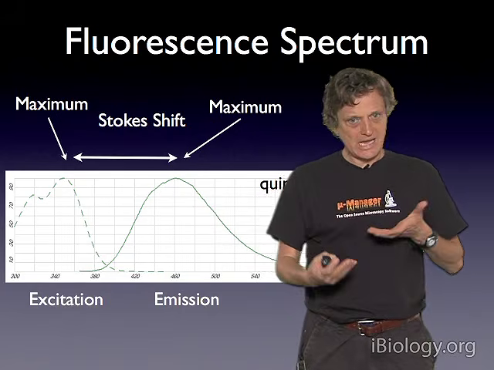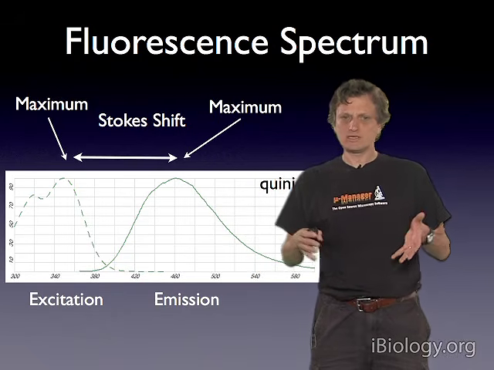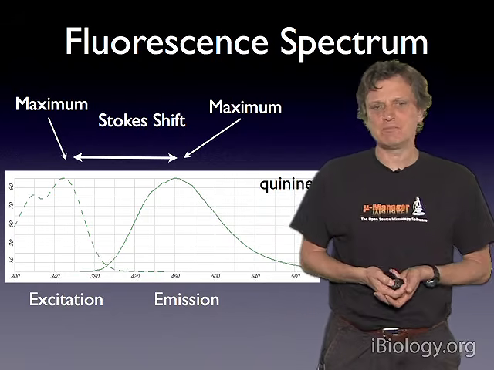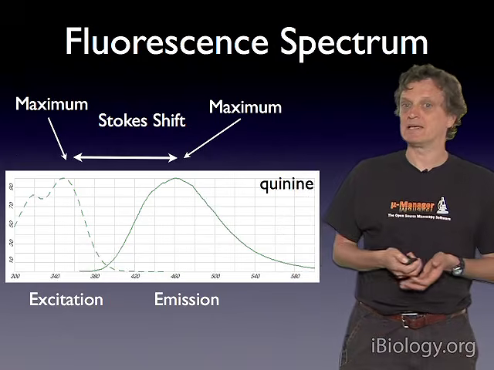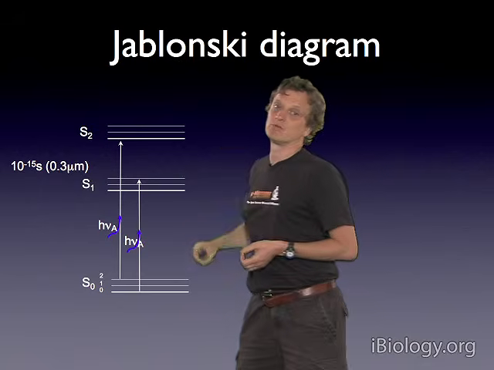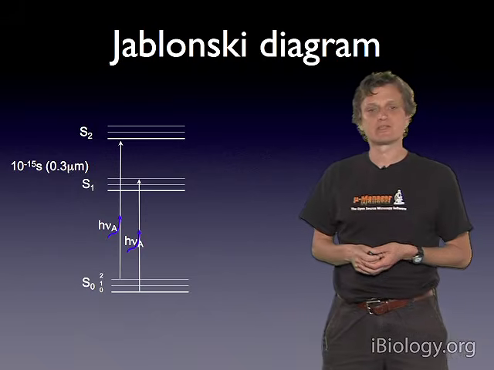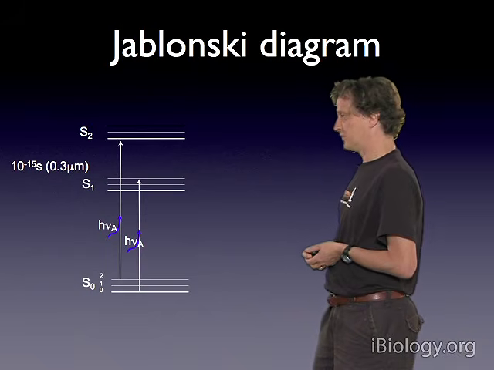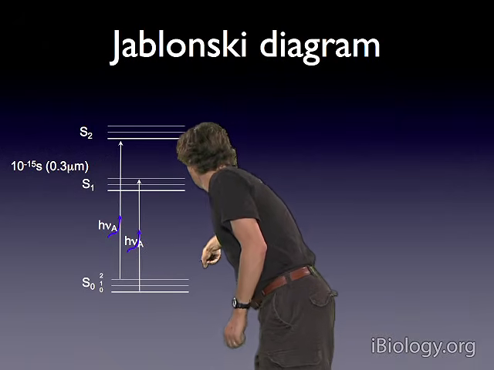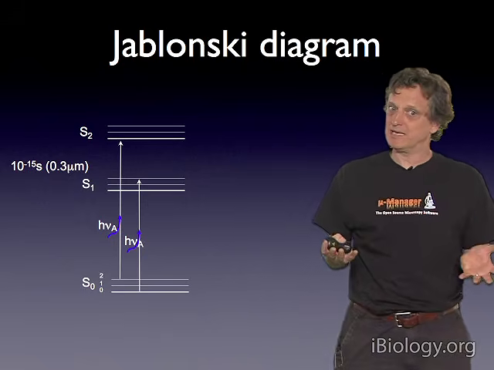Now, there's energy loss going on, and that causes this difference in wavelength. But how does that happen? One of the most useful ways of thinking about that is through these so-called Jablonski diagrams. Jablonski was a Polish scientist who did this work at the beginning of the 20th century. In these Jablonski diagrams, we're looking at the orbitals that electrons can be in.